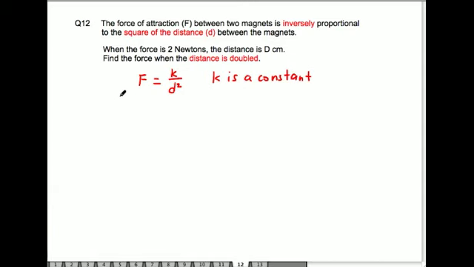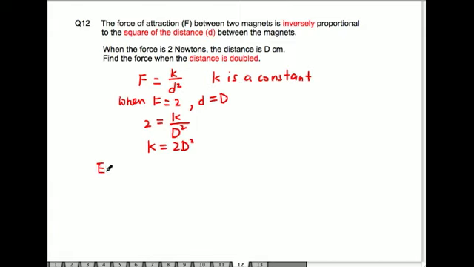And similarly, we need to find the value of K when the force is 2 newtons, the distance is D. D simply represents a number. So it still works in the same way. F is 2, K over the value D, squared. Therefore, K is 2D squared.